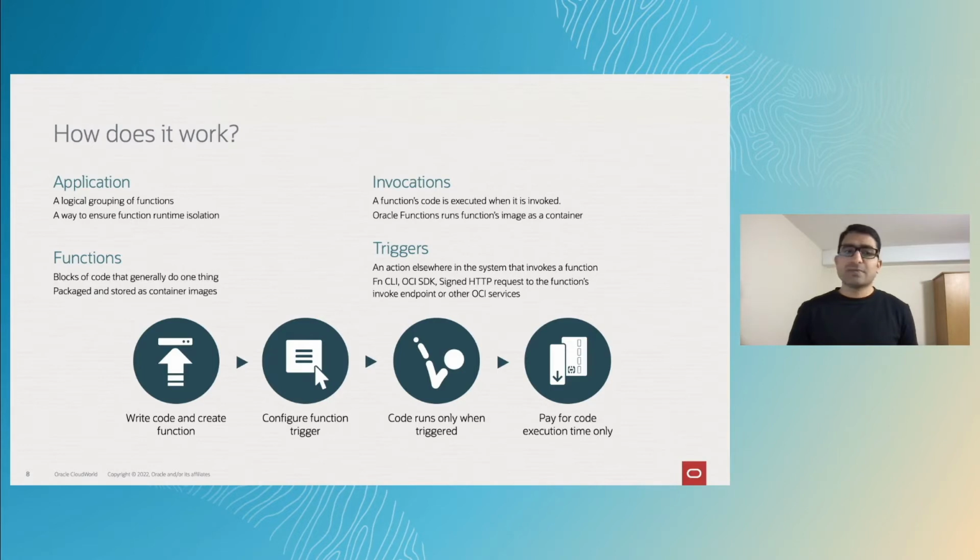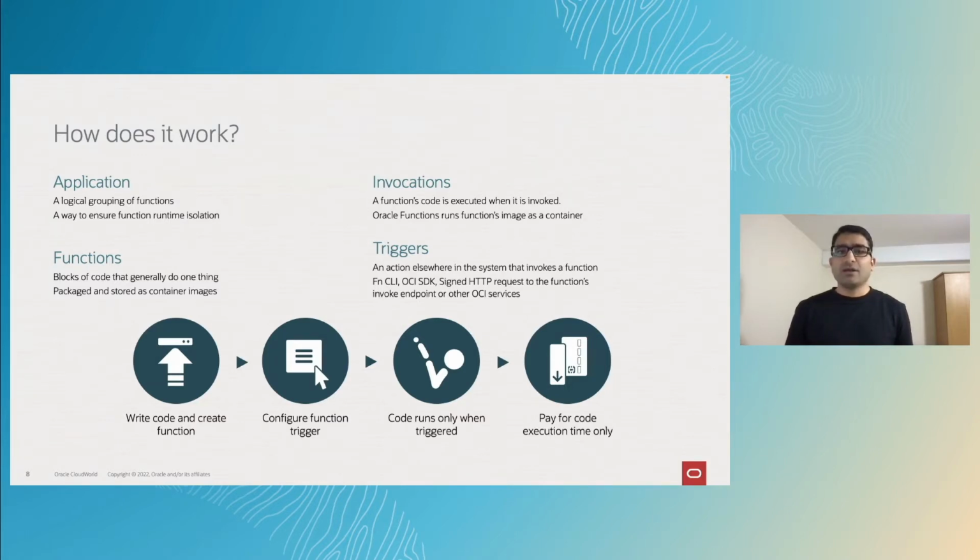The next concept is functions. Functions are small blocks of code that generally do one thing very well. They are packaged and stored as container images. Then the next concept is invocations. When a function is invoked by sending a request or by sending an event, function's code is executed inside a container. And that's how a function invocation works.